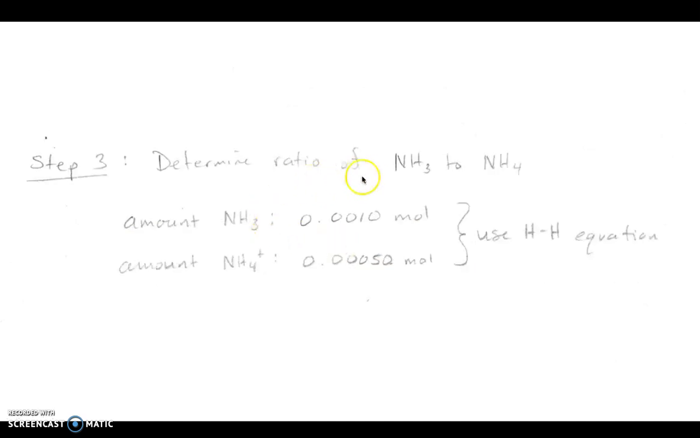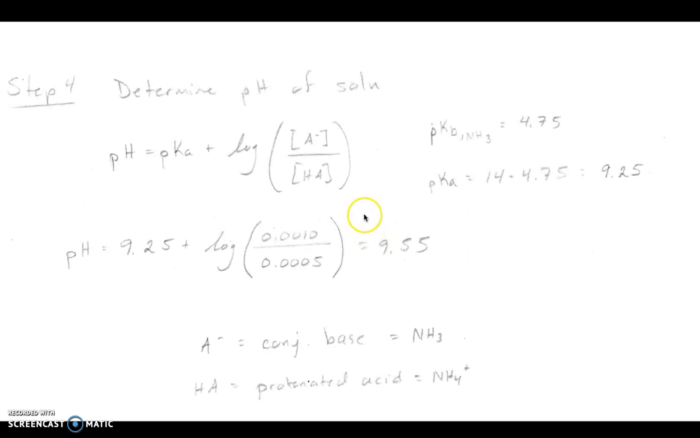So I take a look at the ratio of ammonia to ammonium. I have a good amount of ammonia and a good amount of ammonium. As long as neither of them is 0, you can always use the Henderson-Hasselbalch equation. If one of these is 0, you'd be dividing by 0, which doesn't exist, so you can't use the Henderson-Hasselbalch equation, and you'd have to go forward with an ice table. But we're in luck. So what we need to do now is determine the pH of the solution.